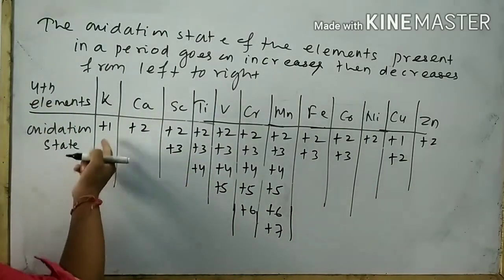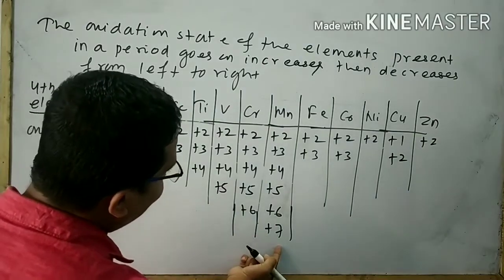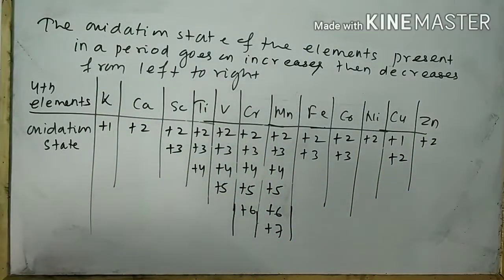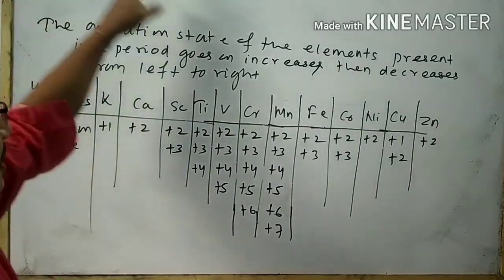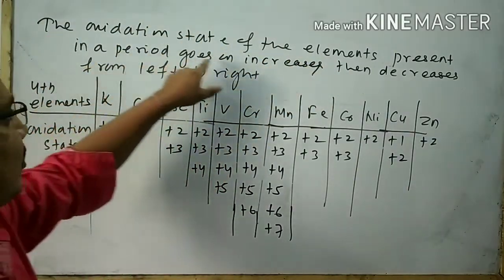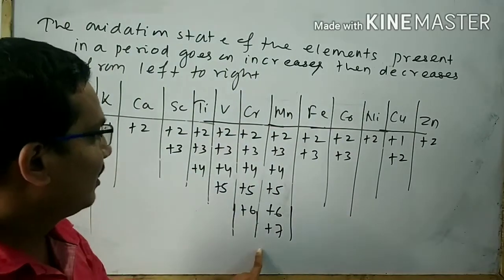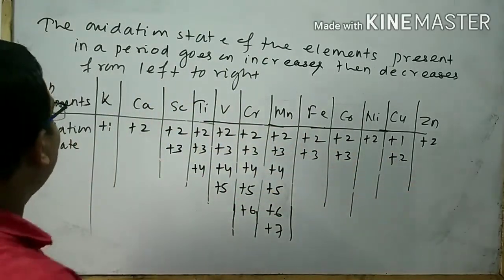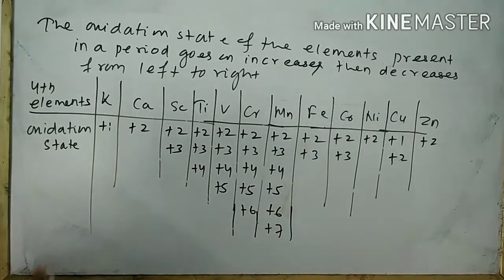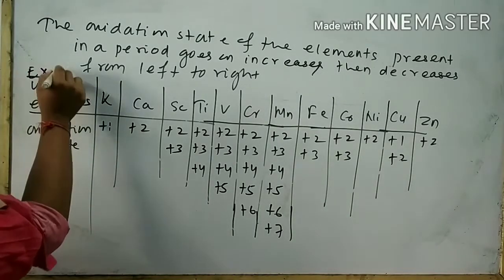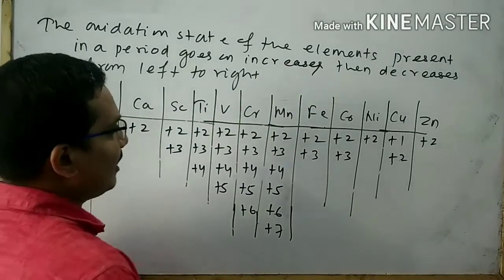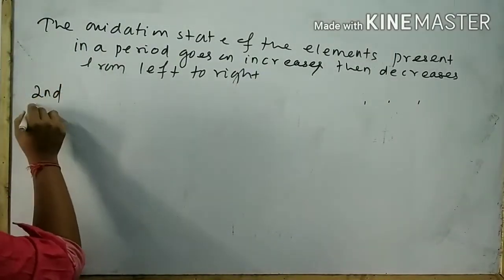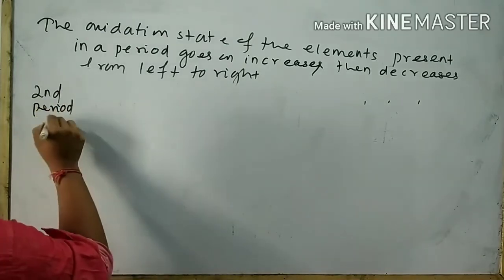Look at that, there is an increase in the oxidation state up to manganese, then it decreases. From the example, it is clear that the oxidation state of the elements present in a period goes on increasing, then decreases from left to right. This is the first example. Next I will take the second example, the second period elements.